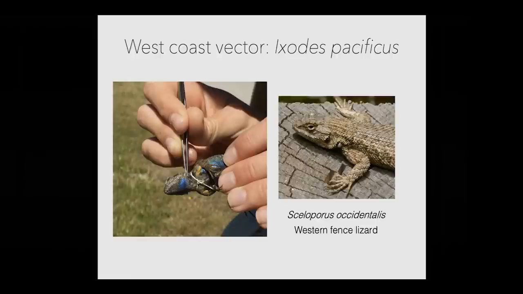And so one of the things we're doing is pulling them off their natural hosts out here and seeing what kind of microbes are in their guts to try and get a better picture of what's happening in California compared to the East Coast. So in addition to some of the work that my lab is doing on this, I wanted to highlight some work by Nate Nieto.